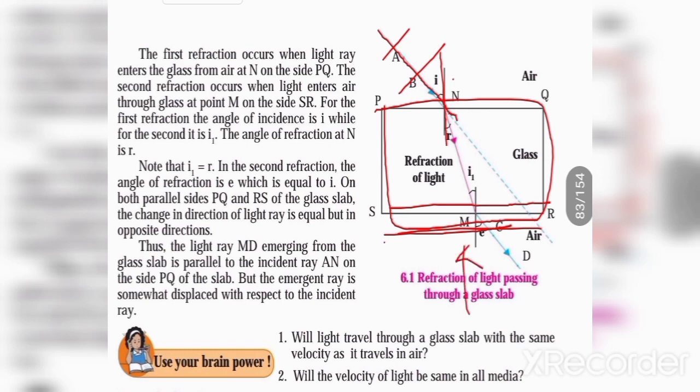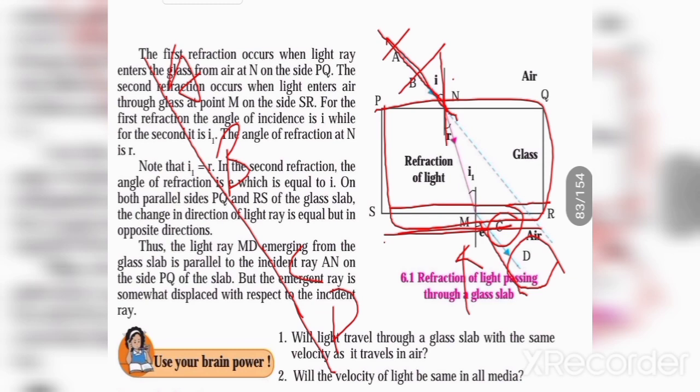When we look from this side, we get these two points, A and B, in a straight line with this point C and this point D. We have to check that A, B, C, D are in a straight line. Here are A, here are B, here are C and D, in a straight line.